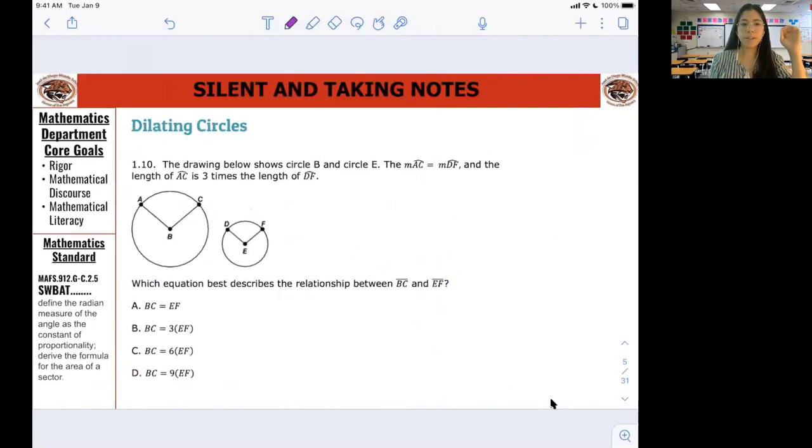So here we go. Here's a couple of more challenging problems. Can I have a volunteer read this one, please? The drawing below shows circle B and circle E. The measure of arc AC equals the measure of arc DF, and the length of arc AC is 3 times the length of arc DF. Which equation best describes the relationship between line segment BC and line segment EF?